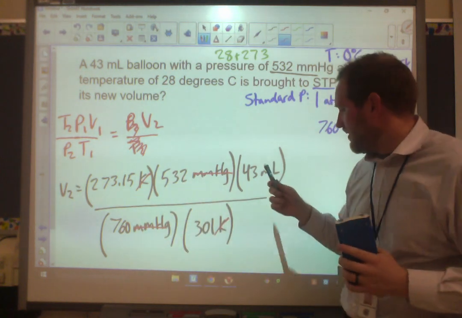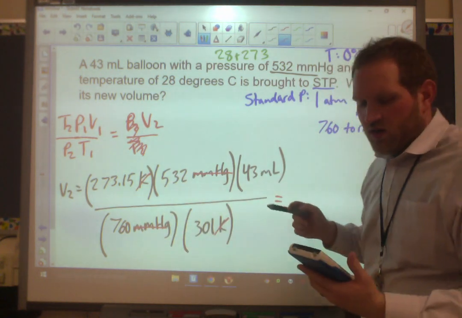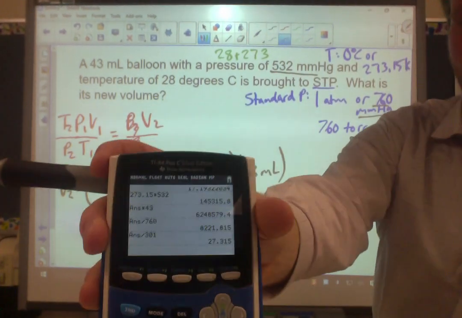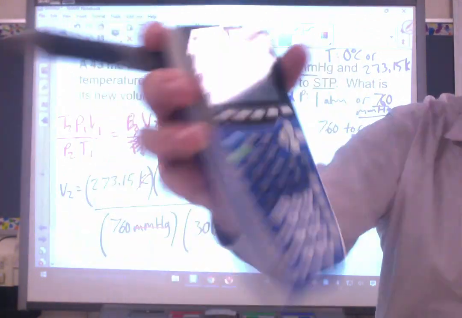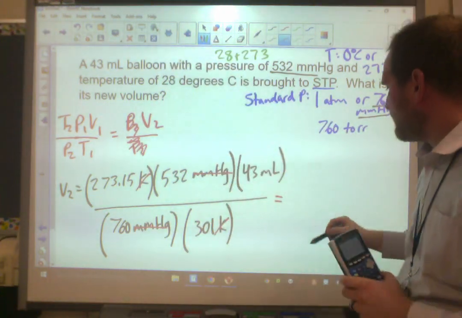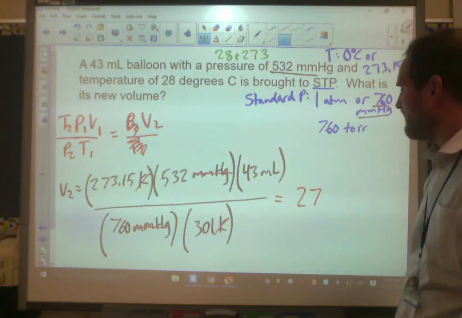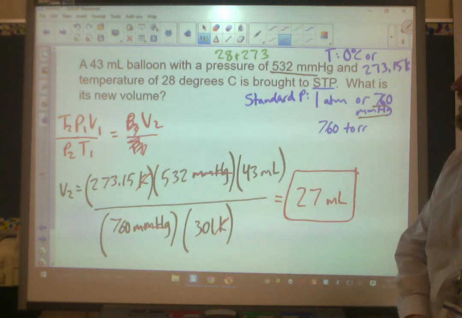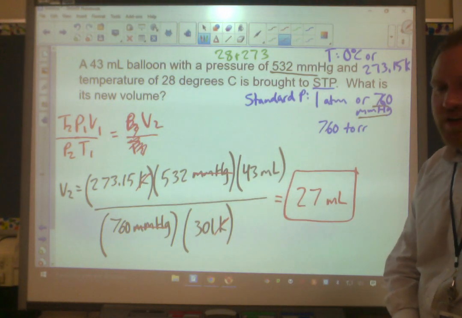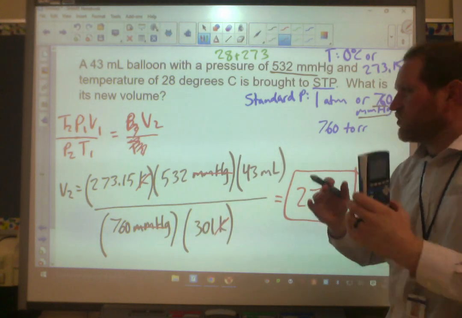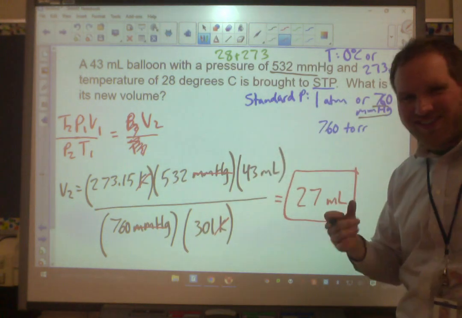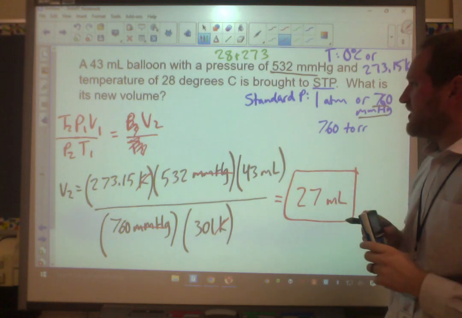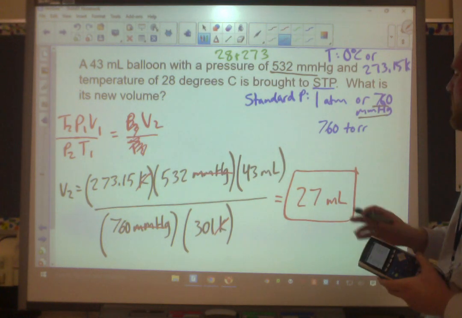I'm limited by this, which is 2. So my calculator tells me 27.315 with 2 sig figs. We're going to call that 27, and my unit is milliliters. Okay. Now with these problems, whenever you're affecting two things, not just one, we're changing the temperature and the pressure, it's a little trickier to visualize, does that make sense? Because these factors might be competing here. Let me give it a shot though.